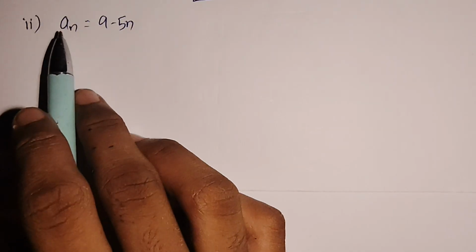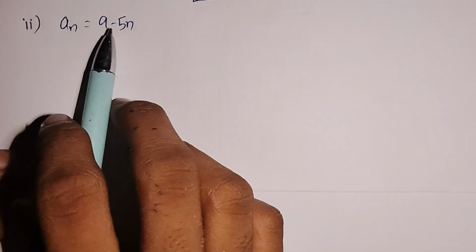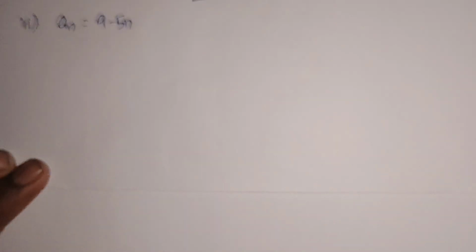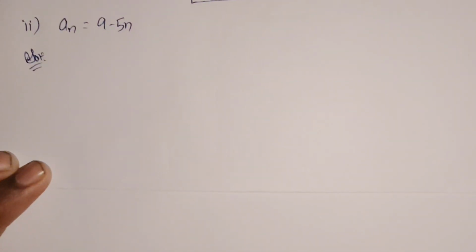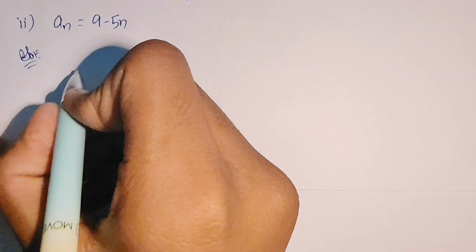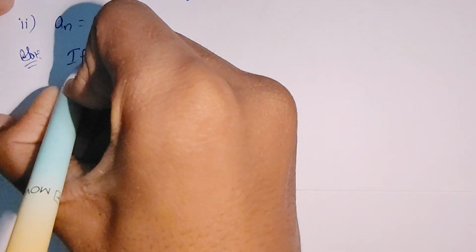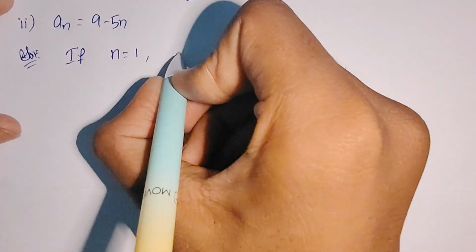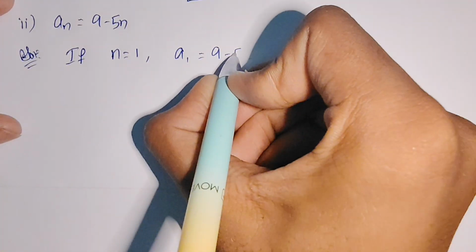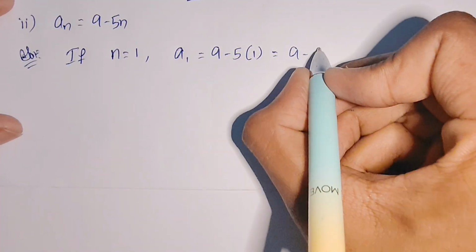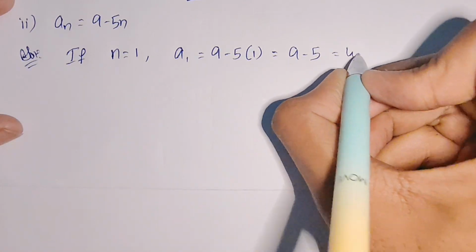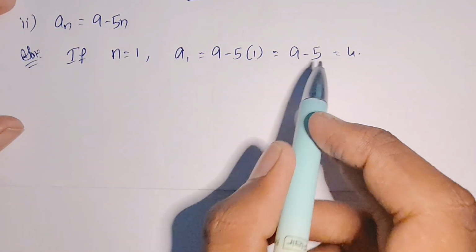The second part of this problem is an = 9 - 5n. Let us solve it. I am writing that if the value of n = 1, it becomes a1 = 9 - 5 into 1. Understand? So 9 - 5 = 4. So the first term of the AP is 4.